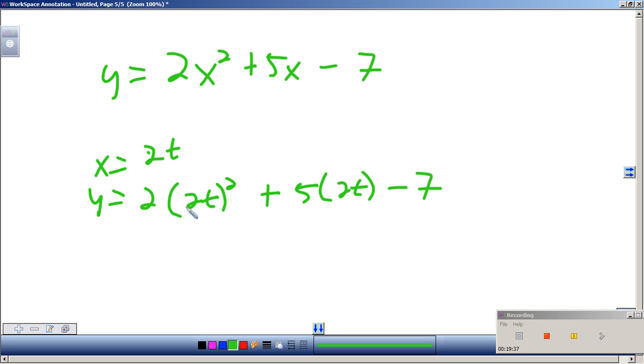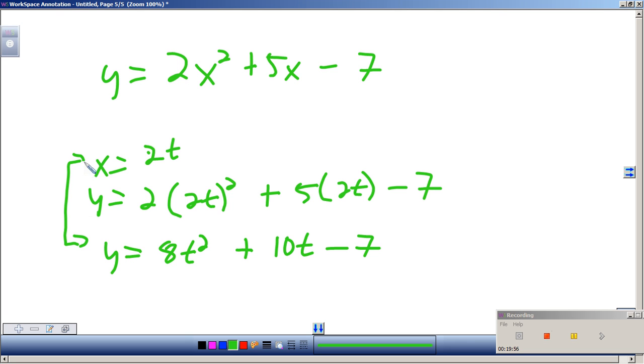So does this part become 8t squared plus 10t minus 7? Well, it would be this one and this one, so yeah, that would be your parametric form. So changing back and forth is relatively easy, right? You could use 2t or 5t minus 8 or 15t plus the square root of 8, whatever.